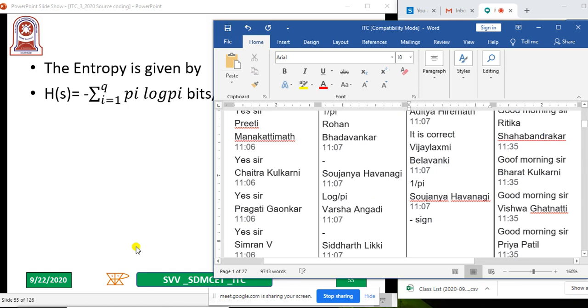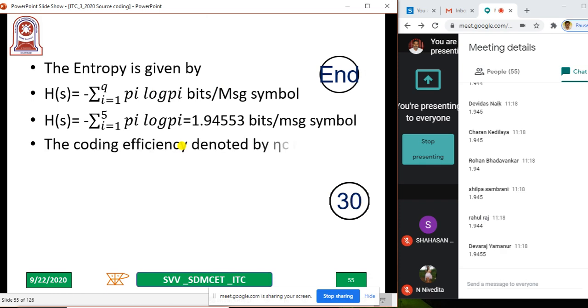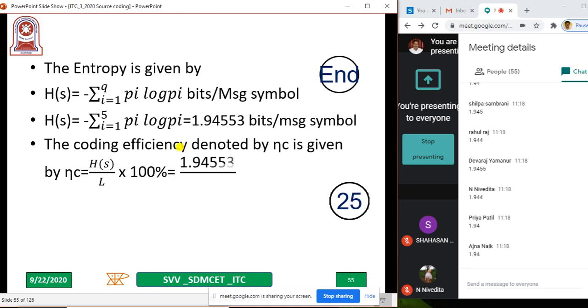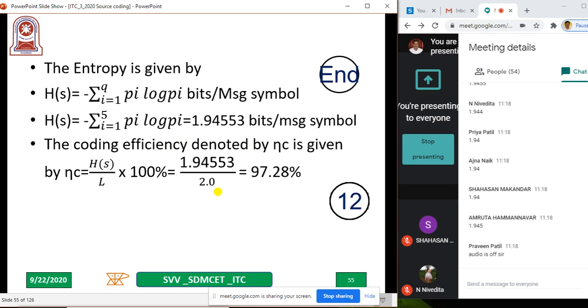Now, the coding efficiency is denoted by, now find out the coding efficiency, all of you. I have typed the answer also, 97.28 I got. You also can check the answer. Just divide it, 1.94, whatever you got, divided by 2.0, into 100. So into 100 is missing here, you have to do it, so that you will get 97.28.